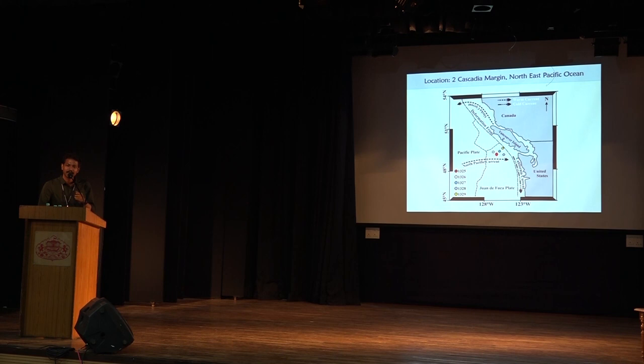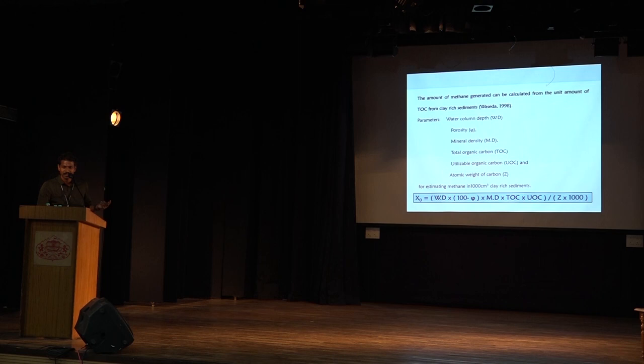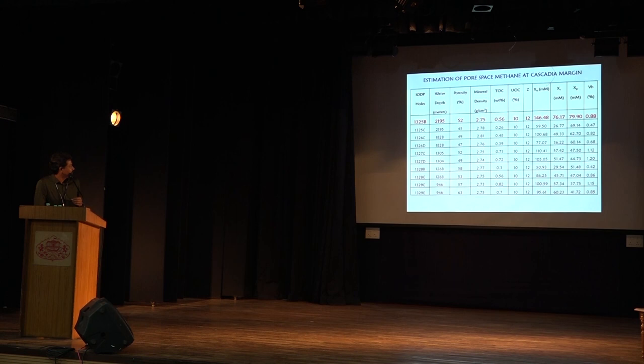Coming to the Cascadia margin, around 450 samples cover 1.2 million years. From this particular place, we are going for TOC, with estimations of methane. I can go directly: there are two papers on the methane estimations, my paper is the second, and the Indian side is the first. We took several proxies like porosity, mineral density, total organic carbon, utilizable organic carbon, and atomic weights of the minerals. For a very small area, maybe 1,000 cubic centimeters of sediment, using this particular formula, we find certain results for our site.